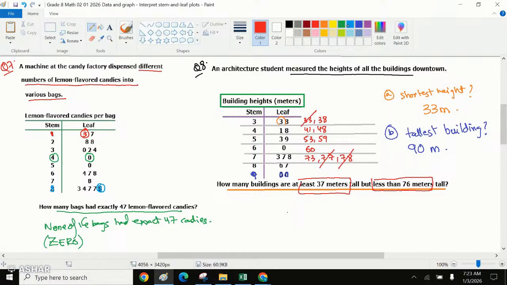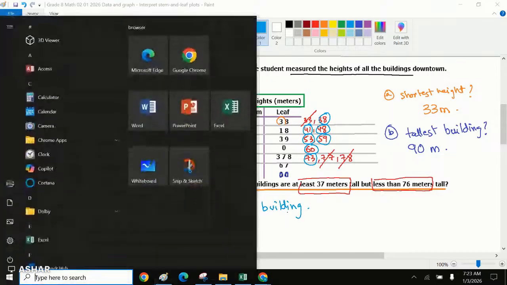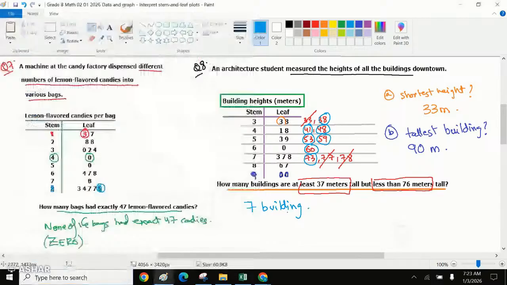So what we can say is we can count the heights. 1, 2, 3, 4, 5, 6, and 7. So we can say there are 7 buildings in the range of 37 to 75, because it's less than 76, right? So that means 75 would be included.